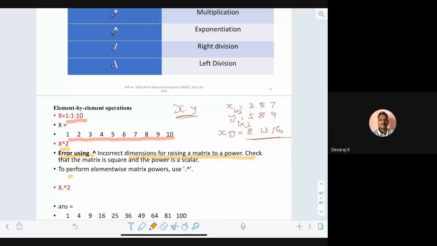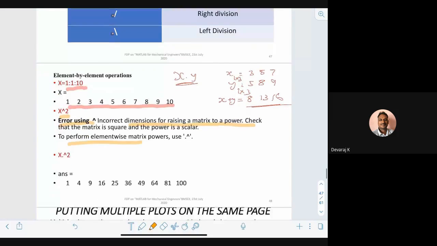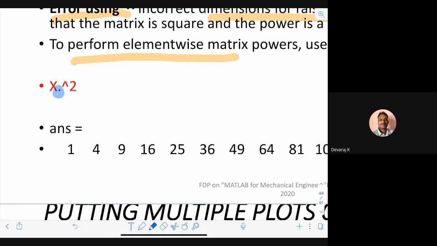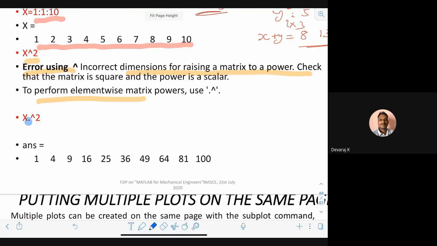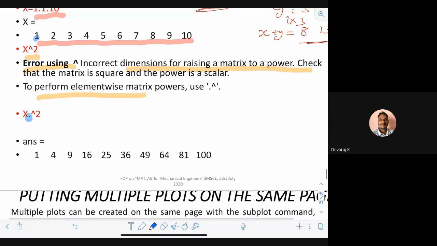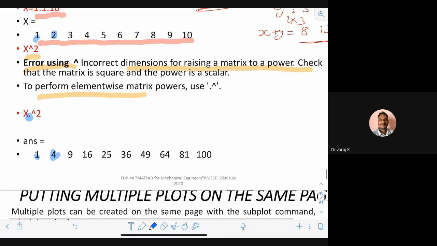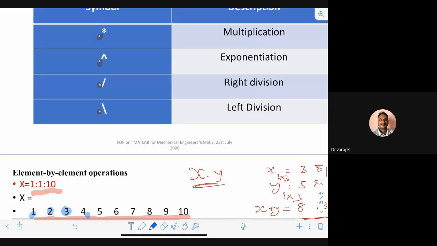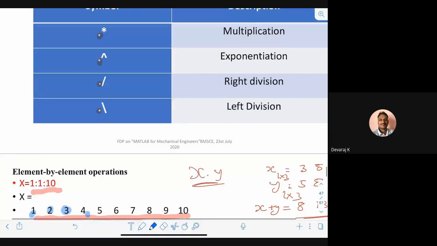But if you want to do an element by element operation, remember, the very important thing is the dot operator here. X is a vector. Each element of that has to be squared. For example, when I say x dot square, automatically 1 square will become 1, 2 square will become 4, 3 square will become 9, 4 square will become 16. Element by element is being attended. And therefore, it is very, very important for you to understand this element by element operation. Remember, multiplication, exponentiation, and division, you need to take care of this.